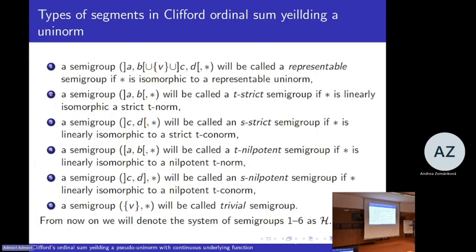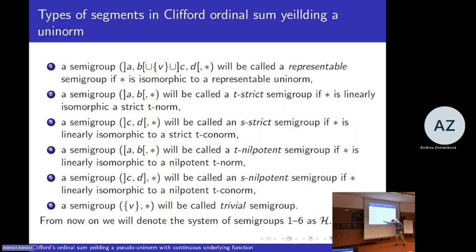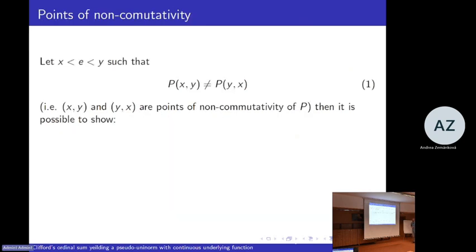Okay, just a reminder that for the uninorms, those were the possible segments that can yield a uninorm in the Clifford ordinal sum. Just for short, note that the idempotent elements belong either to the nilpotent T-norm or nilpotent T-conorm, or are in separate trivial semigroups. So, let's get to our research.